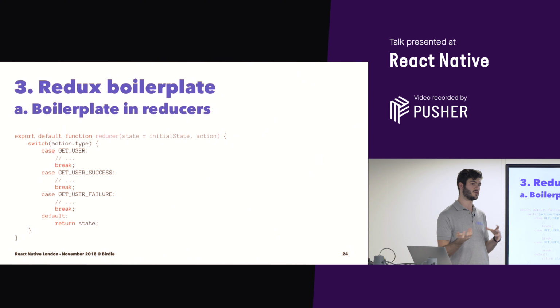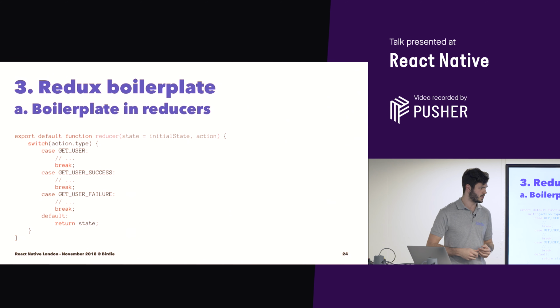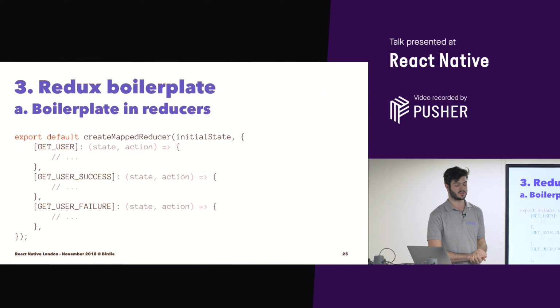So again, this is a very simple reducer. You have your switch case break, case break, default return. That's the very simple reducer we all know. But again, that's a lot of boilerplate. So how can we reduce all the boilerplate from this while using Galette? It's with a function called createMappedReducer. This function is super simple. It's like 5 lines of code in our code base.